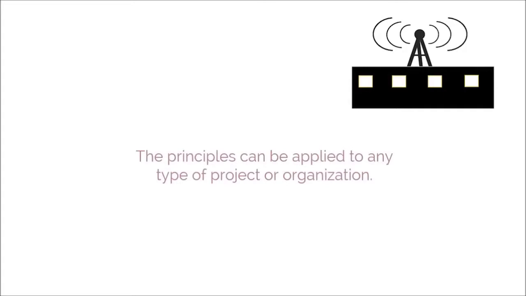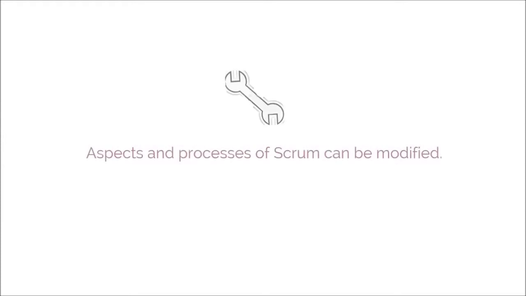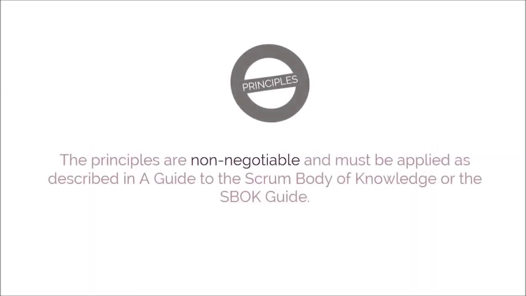The principles of Scrum can be applied to any type of project or organization. They must be followed in order to ensure an appropriate and successful application of Scrum. Within the scope of these principles, the aspects and processes of Scrum can still be modified to meet the requirements of a specific project or of the organization using them. The Scrum principles themselves, however, are non-negotiable and must be applied as described in a Guide to the Scrum Body of Knowledge, or the SBOK Guide.